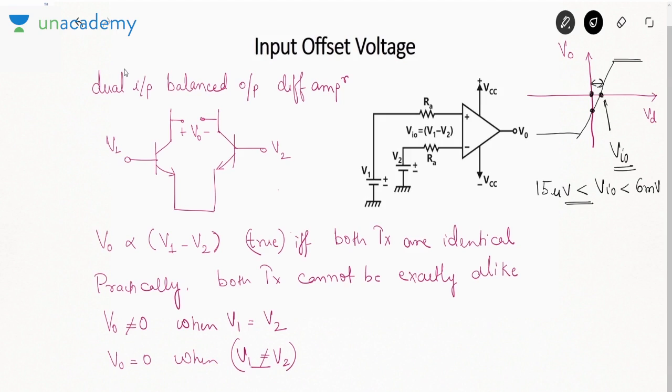Here I have shown you VIO is V1 minus V2, where V1 is the voltage applied at the non-inverting terminal, and V2 is the voltage applied at the inverting terminal. You keep changing this difference and observe using a voltmeter that V0 must be 0. When V0 is 0, this difference V1 minus V2 is called the input offset voltage. Is it fine? So that is the first definition that we need to know.